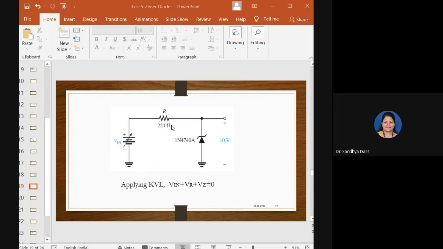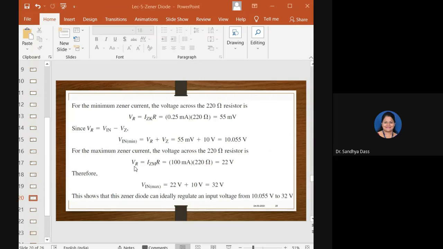circuit there. All right, the maximum voltage across this, when the current through the diode is maximum, that is the meaning there. So the voltage across the resistor will be equal to IZM into R. So 100 milliamps into 220 ohms. That will give us 22 volts. So V in maximum, that is the maximum range of voltage that can be applied, is 22 plus 10 volts.